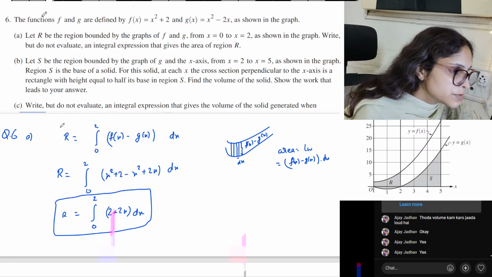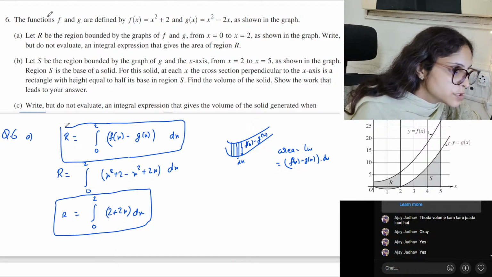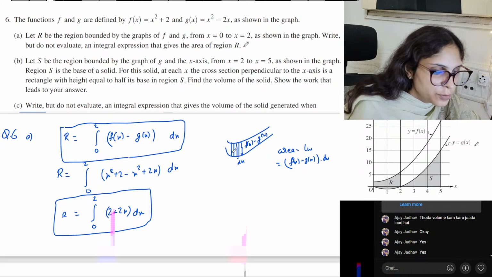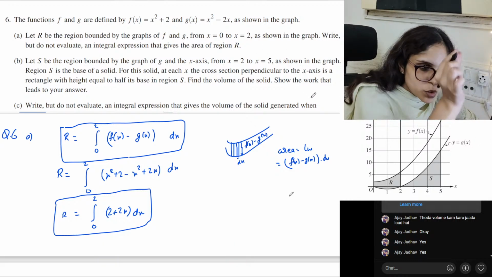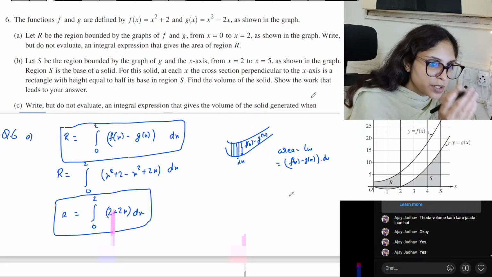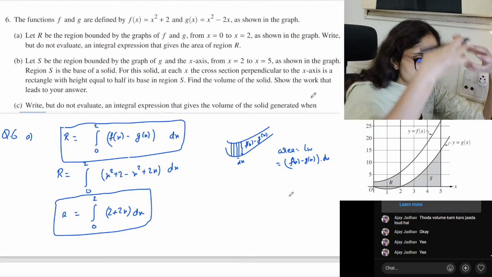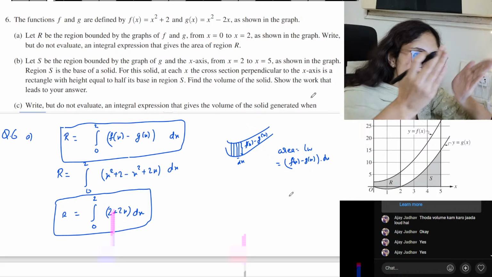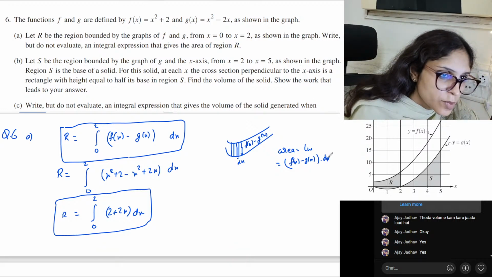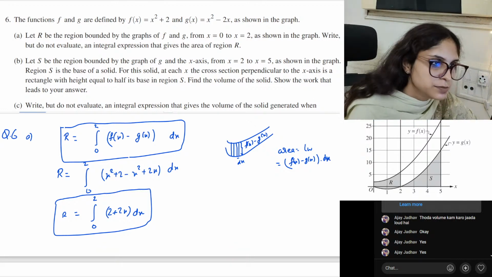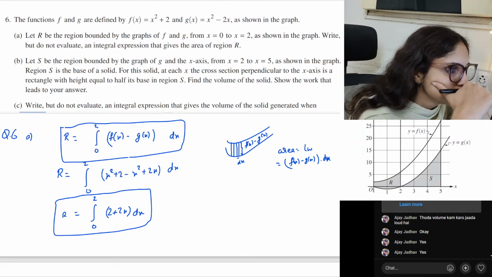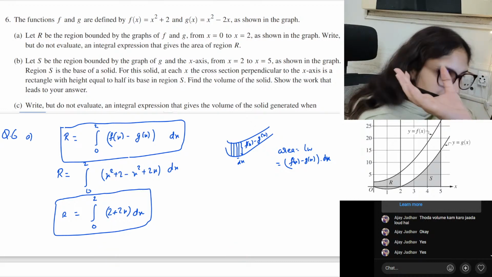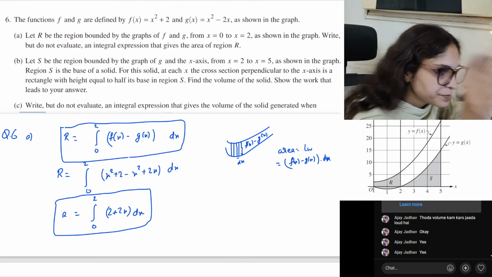You can leave it over here as well or you can leave it over here as well. You just need to know because it is the area. You're making small rectangles. So area of each small rectangle is going to be length times width, that is f of x minus g of x times dx. And we're taking the summation of all those small rectangles. That is why we are doing the integration. Okay. Because we have to give the area of region R. So this is the expression.